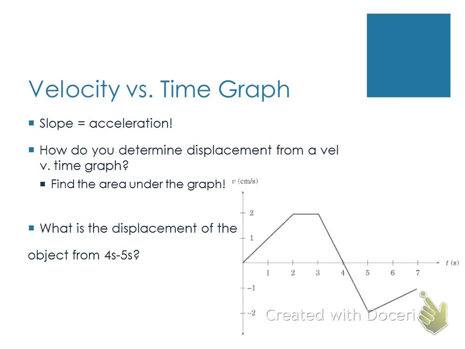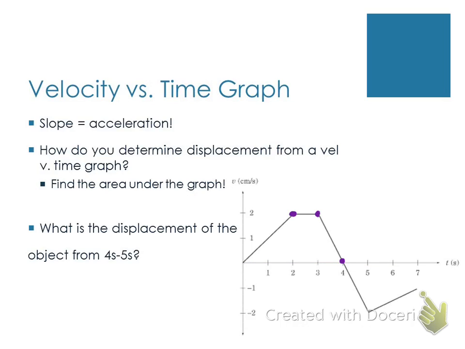Let's talk through what's happening from 0 to 2 seconds. What do we see happening in this motion? Speeding up in the positive direction. From 2 to 3 seconds, what do we see? Constant speed. We're not stopping. What are we doing from 3 to 4 seconds? Slowing down, but are we moving in the positive direction or the negative direction? Positive. We're still above the x-axis at this point.